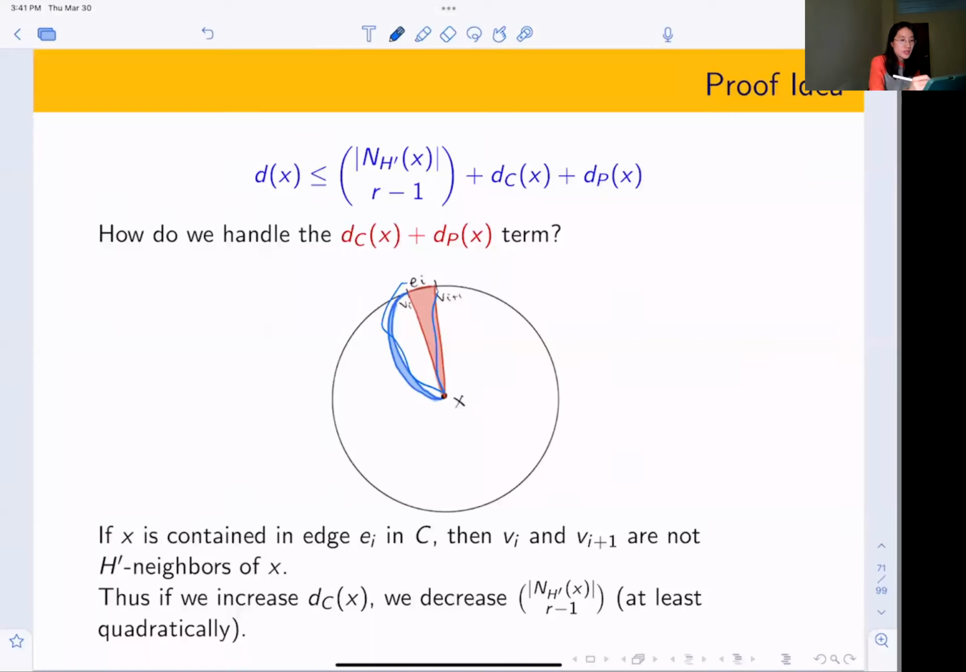And in particular, then if we increase this, we need to decrease this term here. And this term here is going to be decreasing at least quadratically because I have this binomial coefficient. Okay, so basically in the extremal examples which we analyze, we can assume that the number of edges in the cycle containing X is as small as possible.